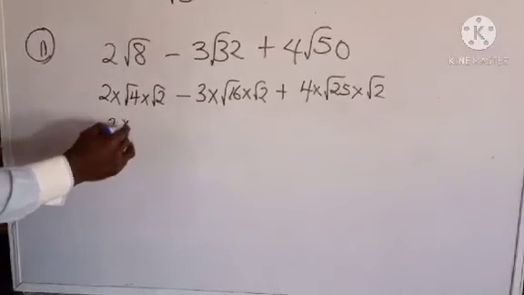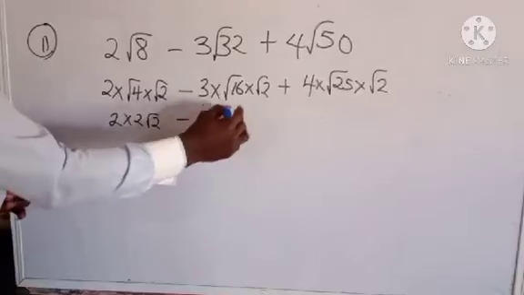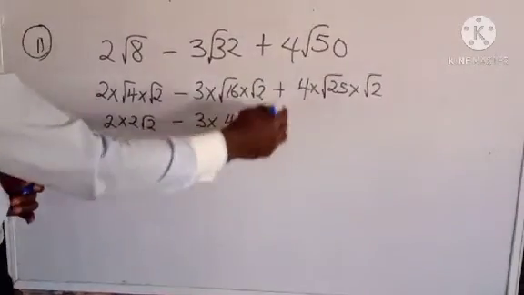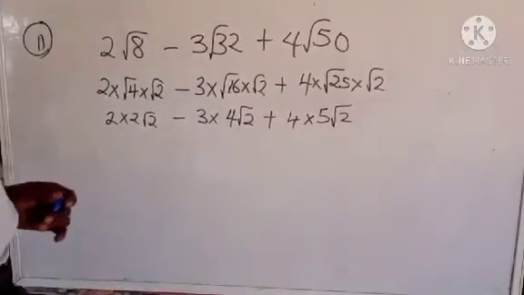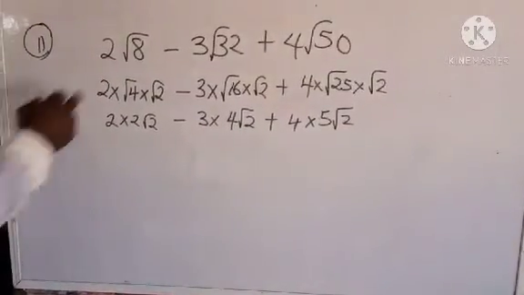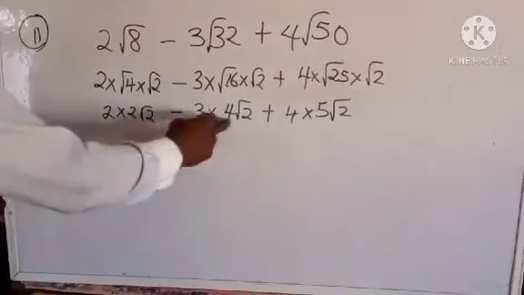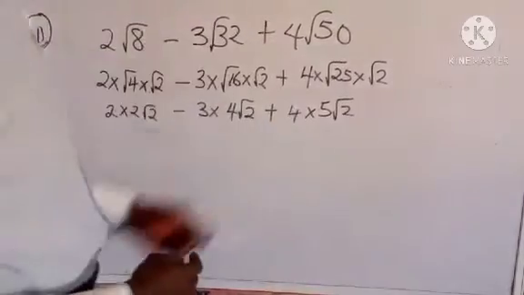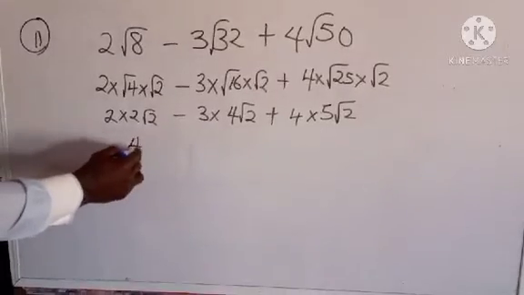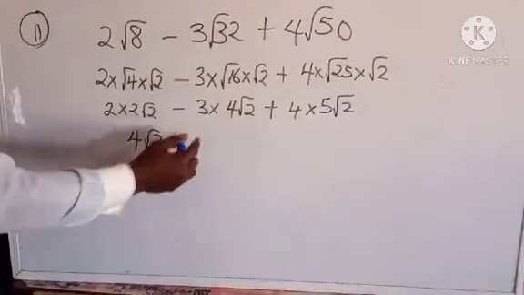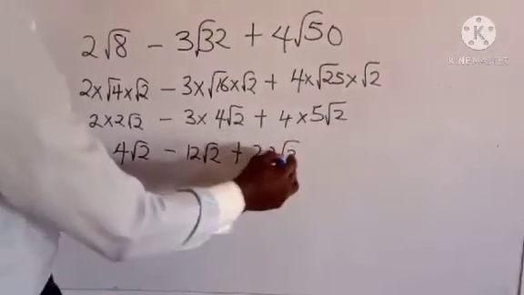This gives 2 times 2 root 2 minus 3 times root 16 gives 4 root 2 plus 4 times root 25 gives 5 root 2. So taking the process, remember simplifying root 8 gives 2 root 2, simplifying root 32 gives 4 root 2, simplifying root 50 gives 5 root 2. So multiplying the last process gives 4 root 2 minus 3 by 4, 12 root 2 plus 20 root 2.